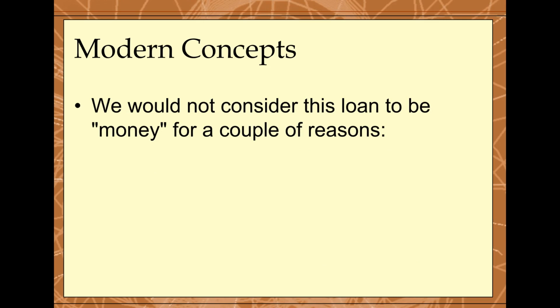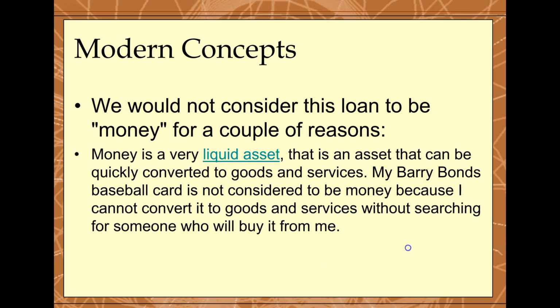Now, we wouldn't consider my promissory note money for a couple of reasons. One, money is a very liquid asset. Now, what do I mean by liquid? Liquidity simply means how quickly can you turn an asset into cash. Now, I prefer a different definition of liquidity. I prefer how easy is it to turn an asset into goods and services, because cash itself is a type of asset. So liquidity is how fast you can turn something into a good or service.